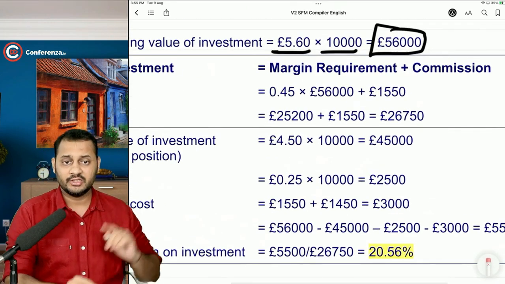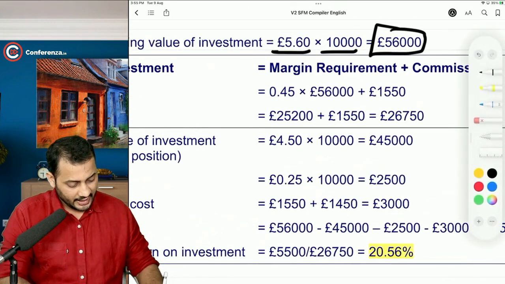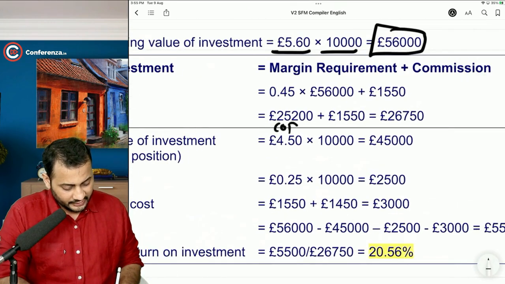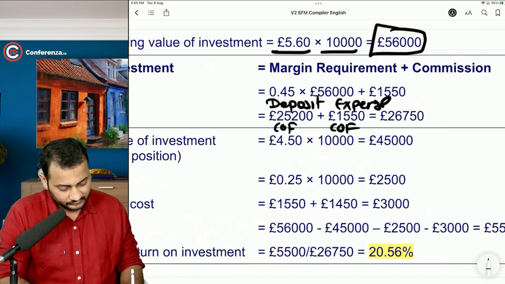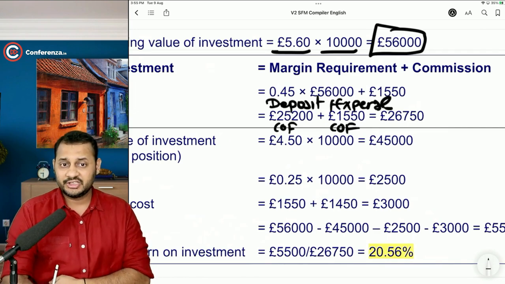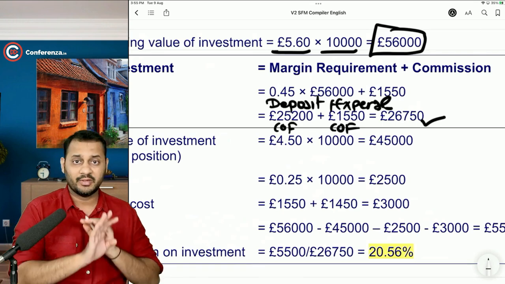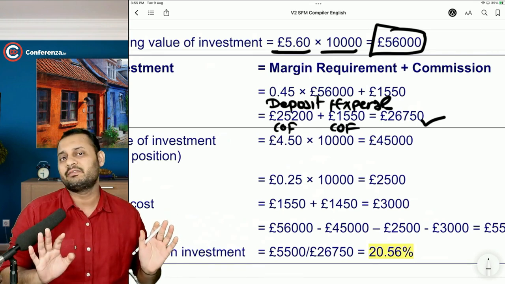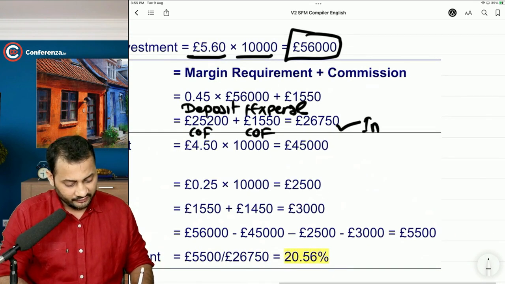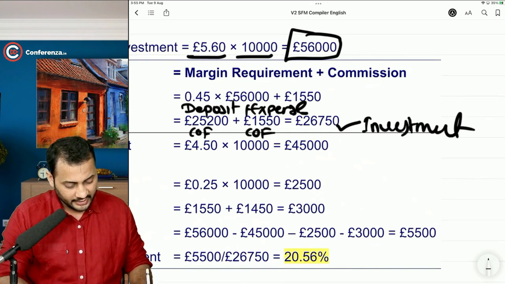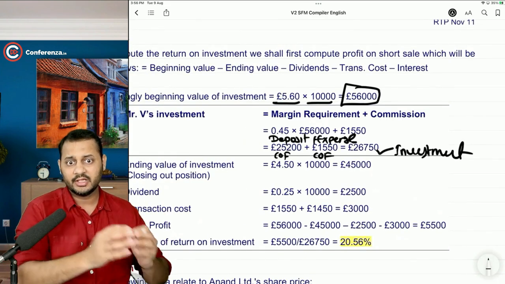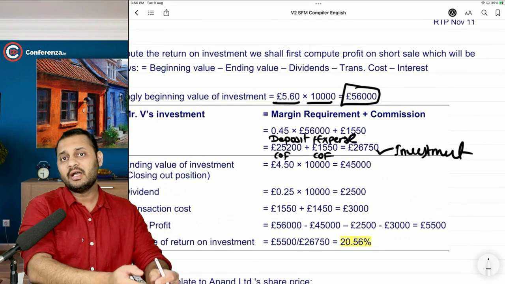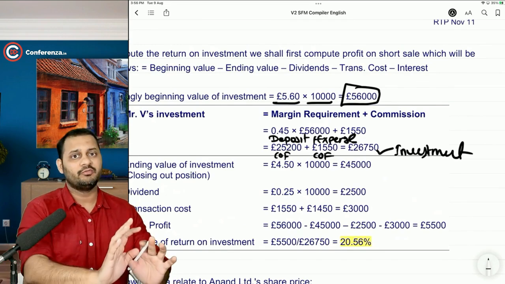And 1550 is also your cash outflow. So from the cash outflow point of view, both of these are your cash outflow, but this is just a deposit which you will get back, and this is an expense permanently. So initial investment is 26,750, but initial expense is not 26,750. You can call it an investment because both of them were your cash flows. You paid 25,200 as a deposit and 1550 as an expense, but both of them were your cash flows.